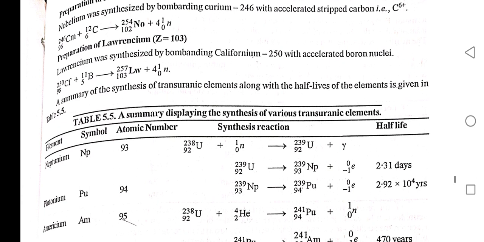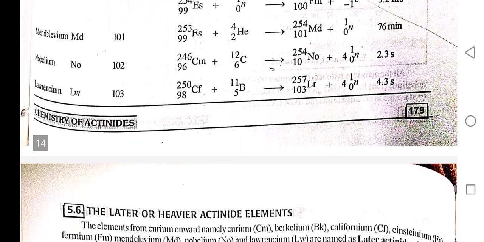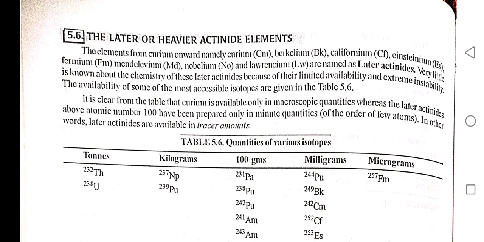A summary of the synthesis of transcurium elements, along with the half-lives of the elements, is given in the table. The later or heavier actinide elements: the elements from curium onward, namely curium, berkelium, californium, einsteinium, fermium, mendelevium, nobelium, and lawrencium, are named the later actinides. Very little is known about the chemistry of these later actinides because of their limited availability and extreme instability.